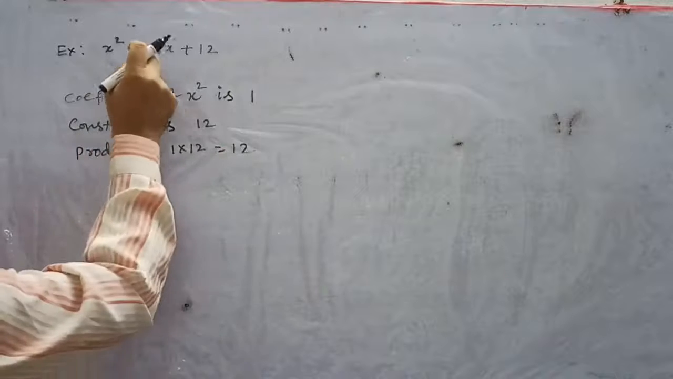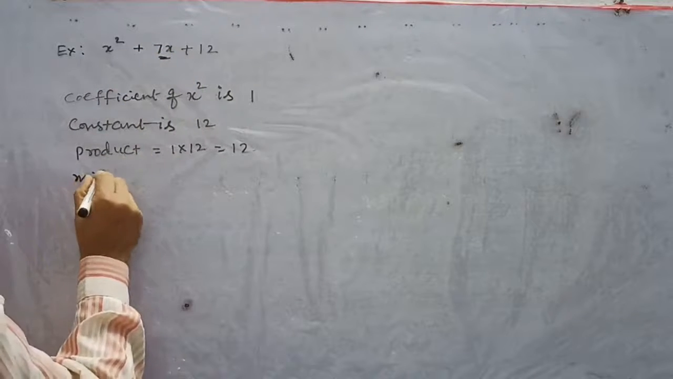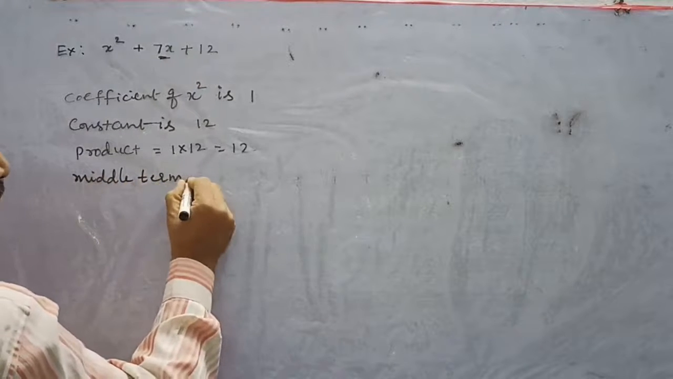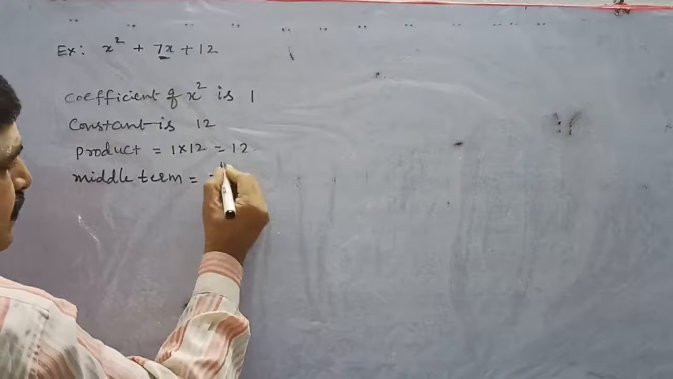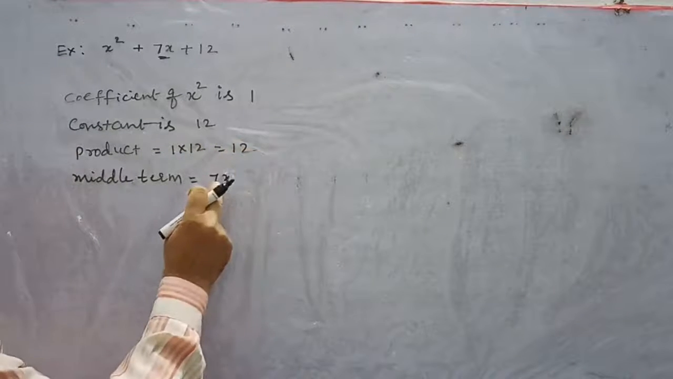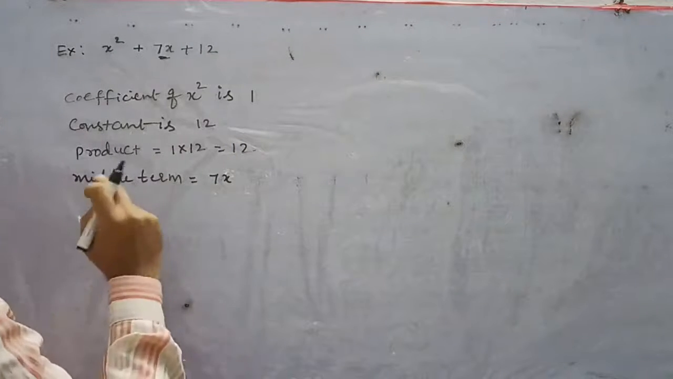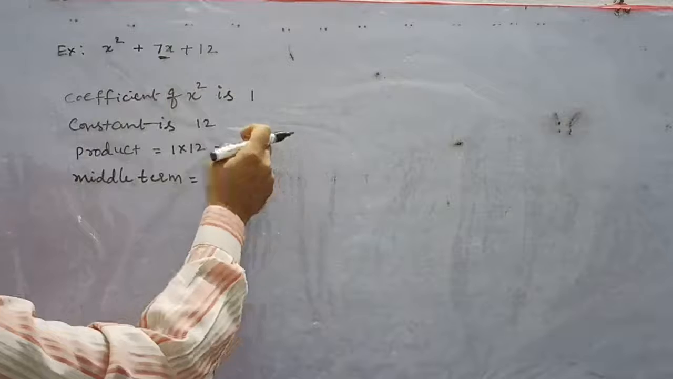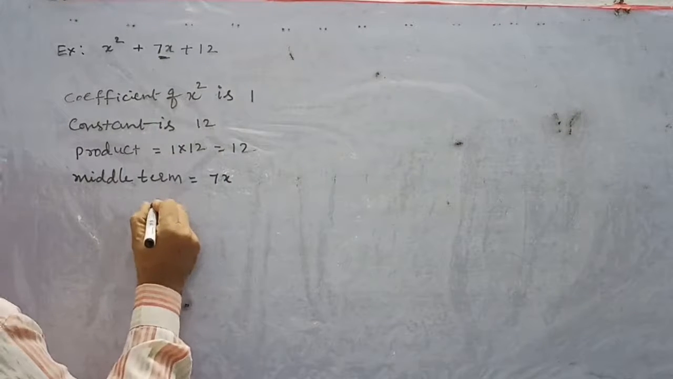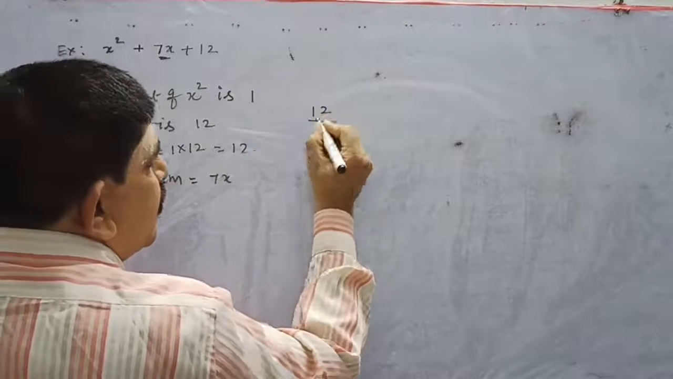Next, you take the middle term. Middle term is equal to 7x. By using the factors of 12, we have to split the middle term to get factors. Now, write the factors of 12.